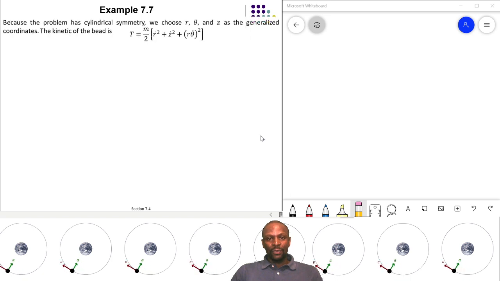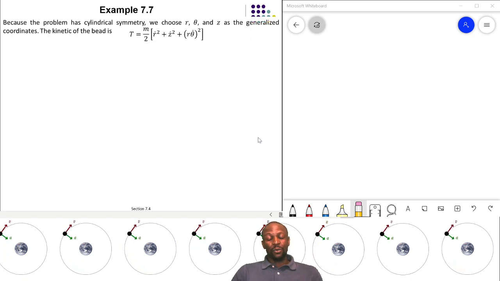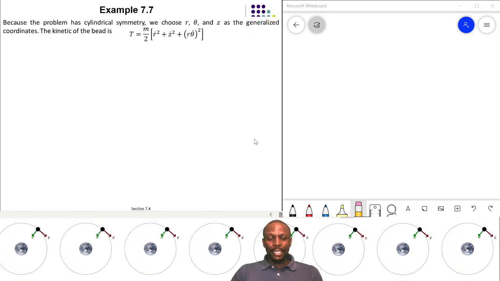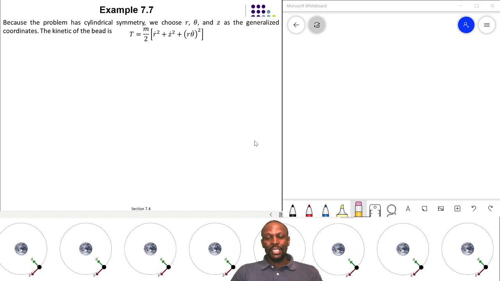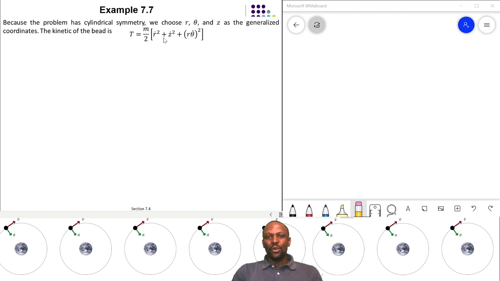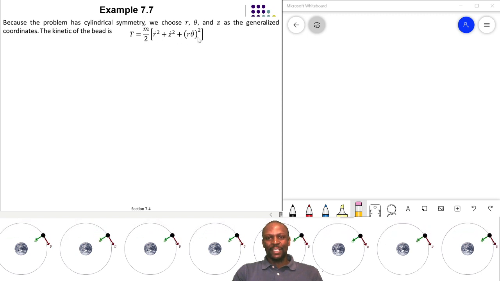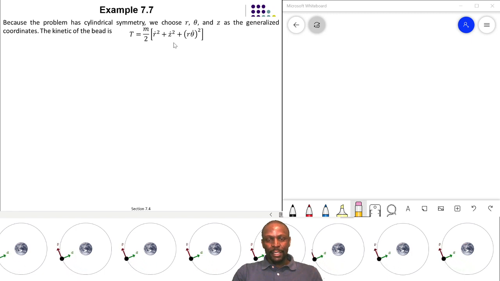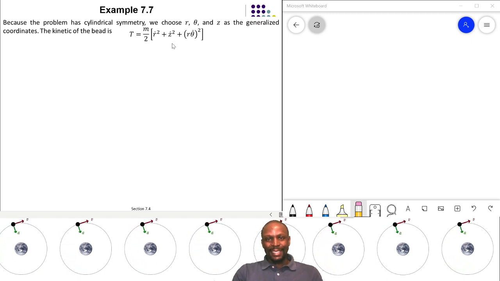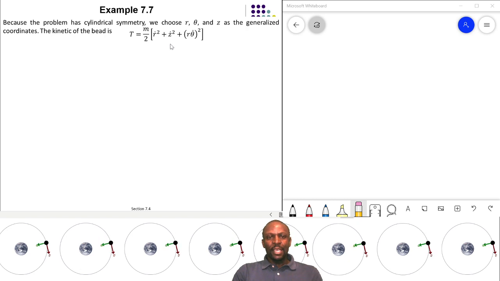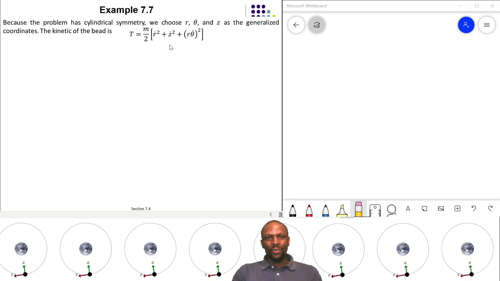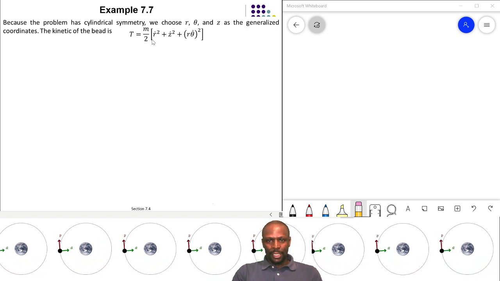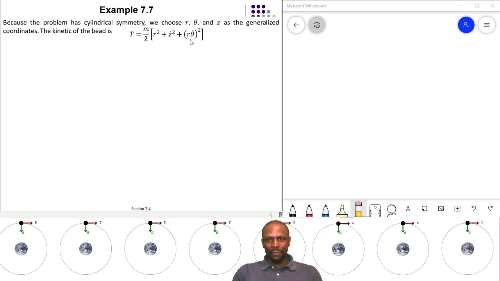Now, in order for us to find the value of c, we just have to start with the velocity in cylindrical coordinates, because this is in cylindrical symmetry, and then the square of the velocity will just be given by this in cylindrical coordinates. I encourage you to look at the velocity in cylindrical coordinates, or you can even derive it and take the square, and you will see that the kinetic energy term will just be given by this.